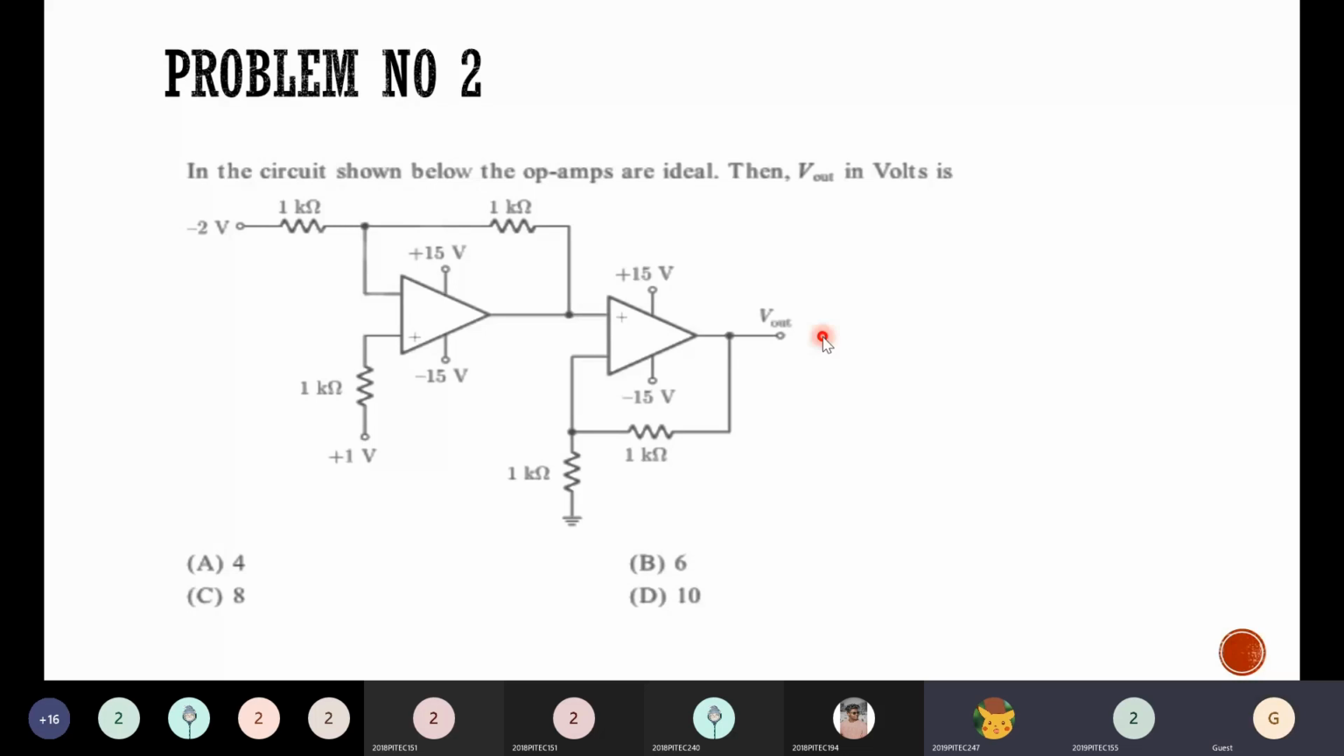Yes, hope you people are doing well. Find out what is the output of the first op amp, and then you can proceed with the output of the second op amp.